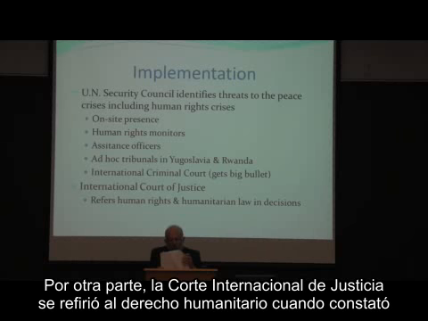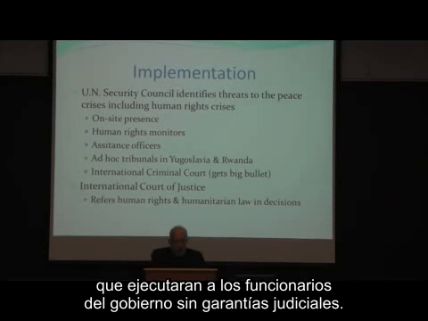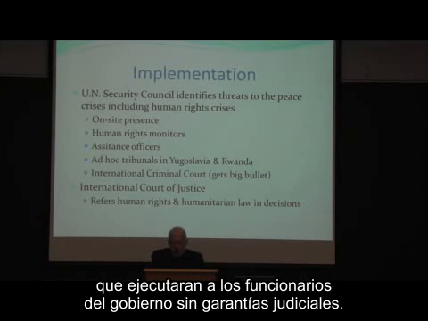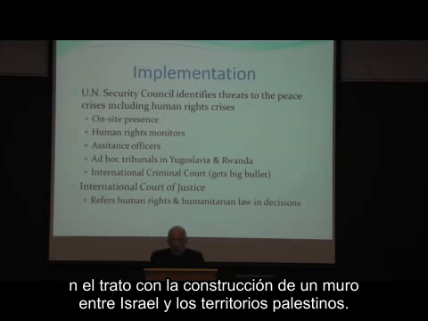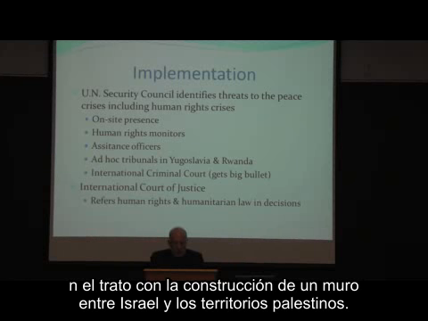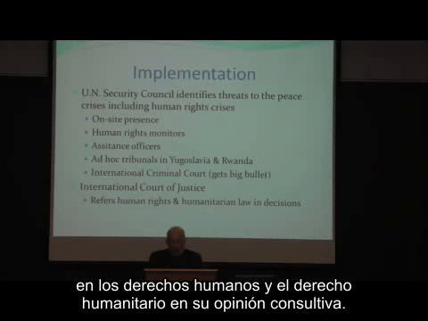Furthermore, the International Court of Justice referred to humanitarian law when it found that the U.S. had violated Common Article 3 to the Geneva Conventions by encouraging the Contras in Nicaragua to execute government officials without judicial guarantees. The interplay between human rights law and humanitarian law was again considered by the Court in dealing with the building of a wall between Israel and the Palestinian territories. The Court also mentioned the human rights and humanitarian law implications of the use of nuclear weapons in its advisory opinion.